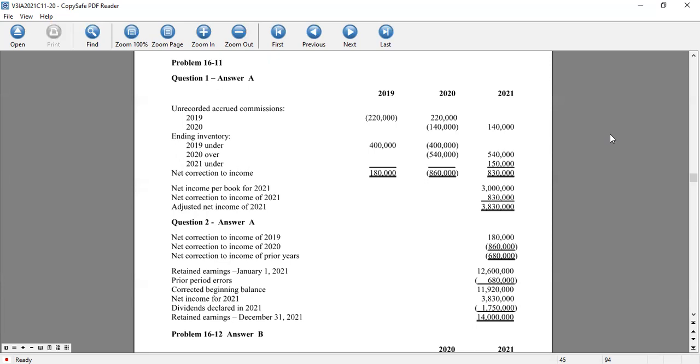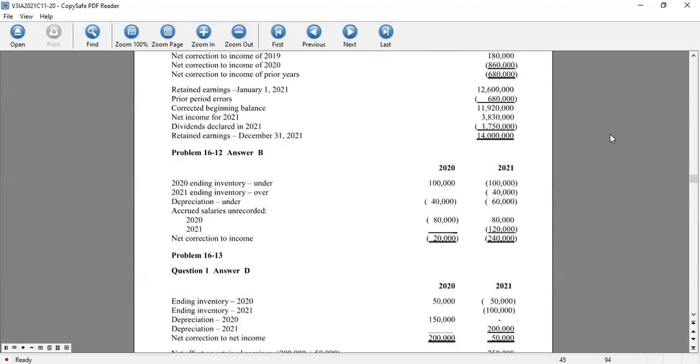That's 3,830,000. That's for the adjusted net income for 2021. Then for question number 2, the answer is A for 14 million. That's the retained earnings on December 31, 2021 for question number 2.